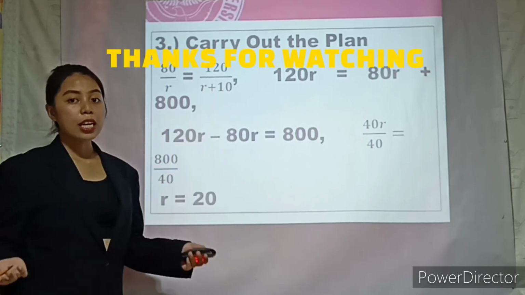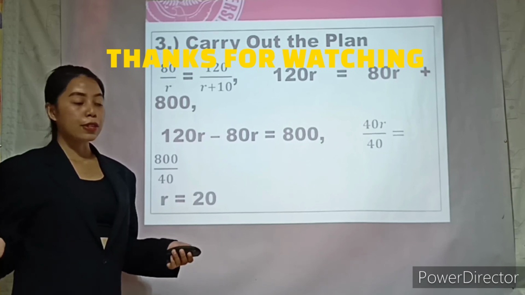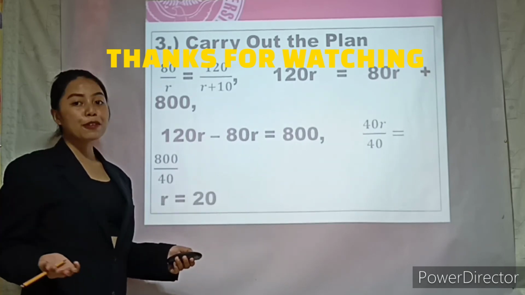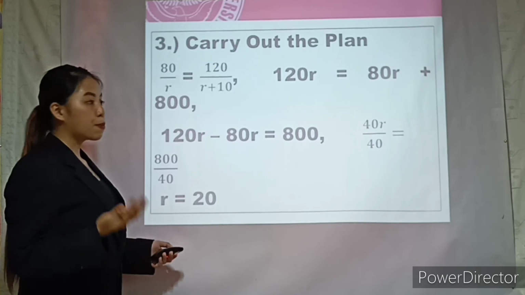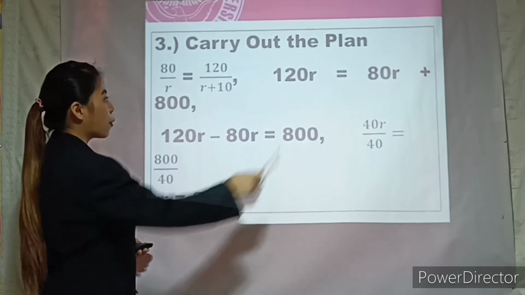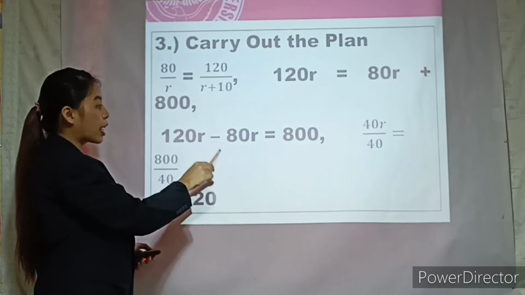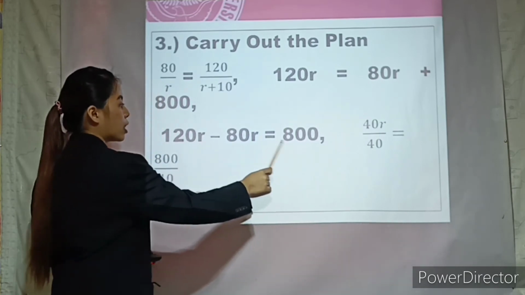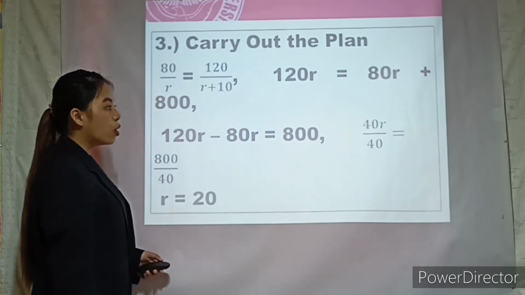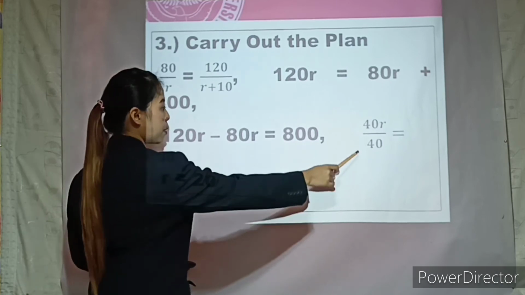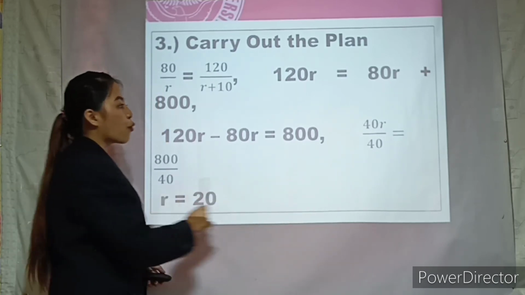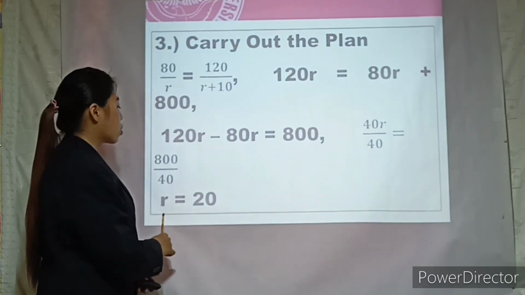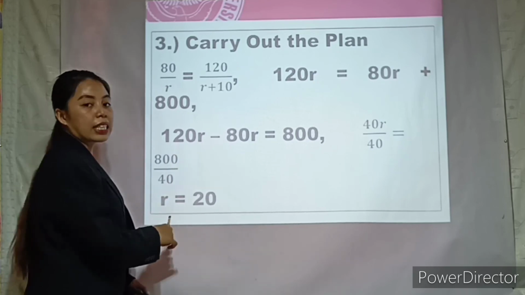So, we are now applying the additive inverse. 120R minus 80R. The other term of additive inverse is transposition. So, we transpose 80R, so this will result into negative 80R. 120R minus 80R, that is 40R, equals 800. So to get R, we divide both sides by 40. So 40R over 40 will result into R. 800 divided by 40, that is 20.